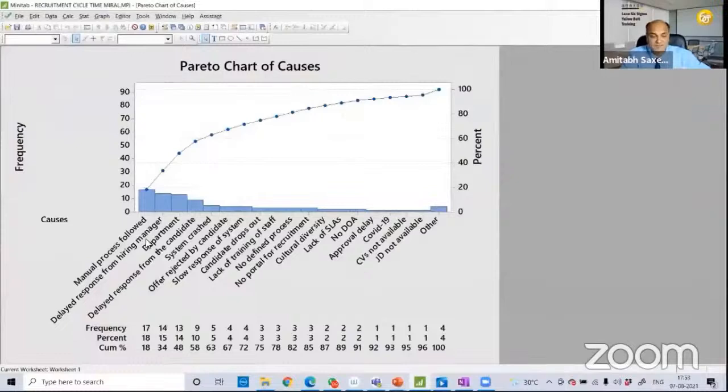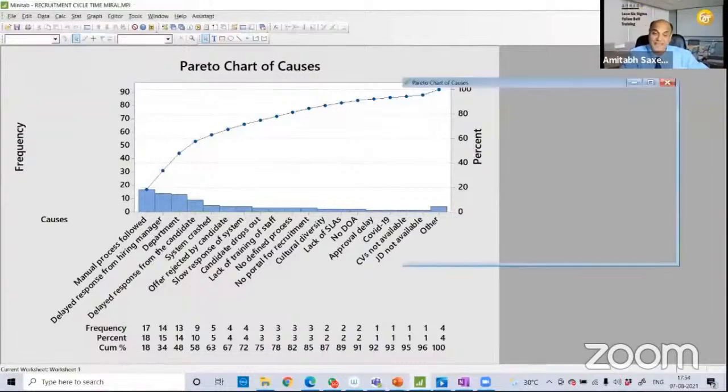Okay, I got my reasons. 80% of my problems are due to these: manual process followed, delayed response from hiring manager. Some departments themselves are responsible. Some departments are very specific. Delayed response. Now this is a preliminary investigation, dear friend.